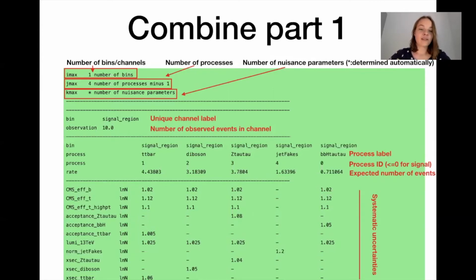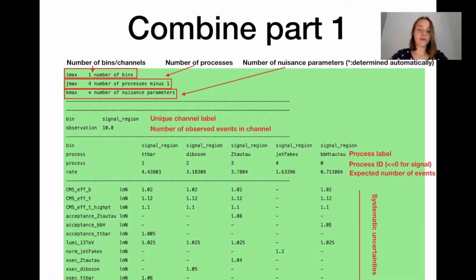And kmax gives the number of nuisance parameters. As you can see here, we've put a star. This means that Combine will determine the appropriate number automatically. And you can do the same with imax and jmax. You can also put stars for those, and Combine will determine the numbers automatically. The next line, which starts with bin, gives a unique label to each channel. Again, in this case, we only have one bin, so we only have one label, signal_region. And then on the next line, we have the number of observed events in each of these channels.